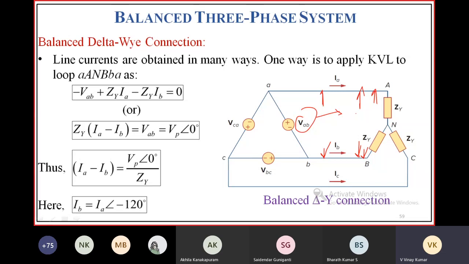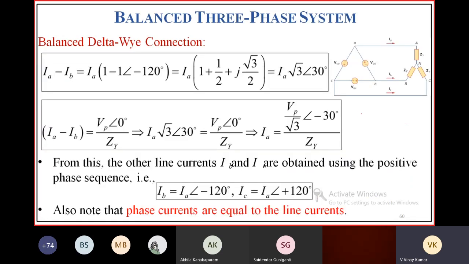So for this VAB, you find the phase voltage, the voltage between line and neutral. As we have line voltage between these two points, simply VAB by root 3, and you can find the phase voltage.